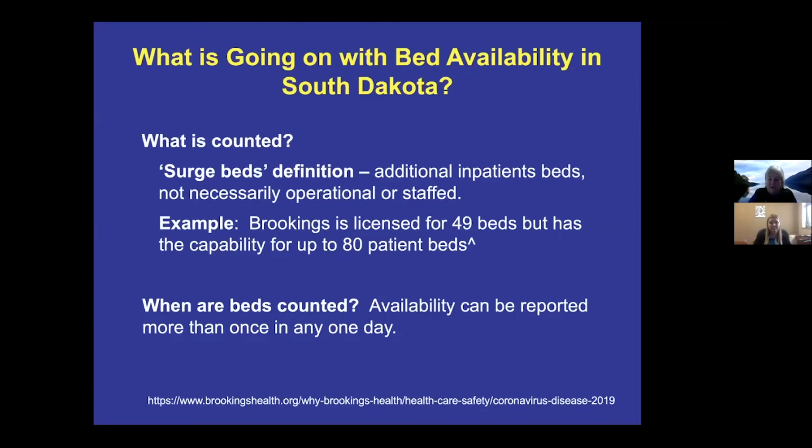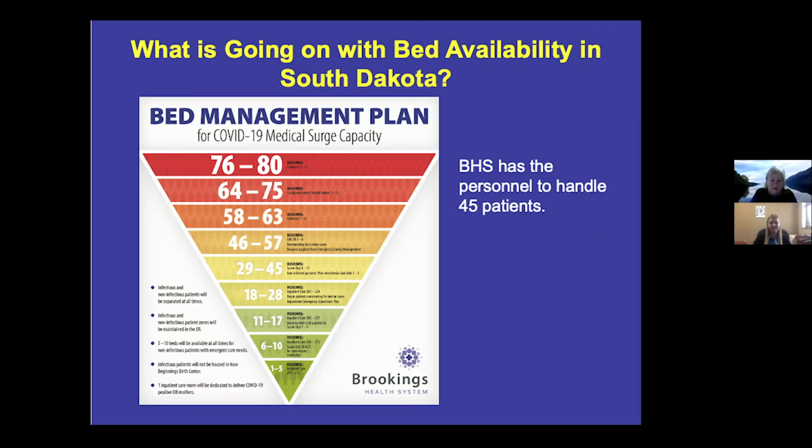So it varies from day to day. It could be varying, so it's really difficult to interpret that percentage. Here's an example. This is the Brookings Health System surge capacity. It's their surge plan. They have up to 80 beds, and they list here where those beds are. As I mentioned, they're licensed for 48, and they can handle 45 patients.